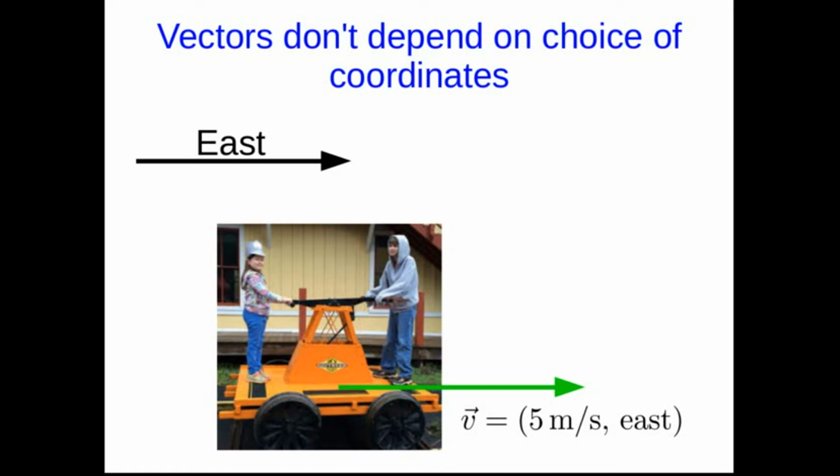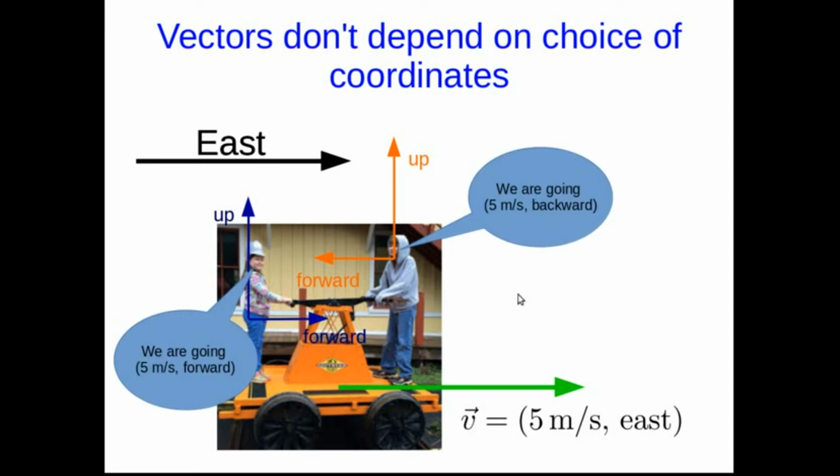So now we come to this subtle point that vectors don't depend on your choice of coordinates. Here's what I mean. Here's you and your friend Sam again. Remember Sam from a few lectures ago? You're on one of these railway handcarts, and you're going east at 5 meters per second. Anyone would agree your velocity vector is 5 meters per second east. But you two may decide to define your axes differently. You each define a forward axis and an up axis.